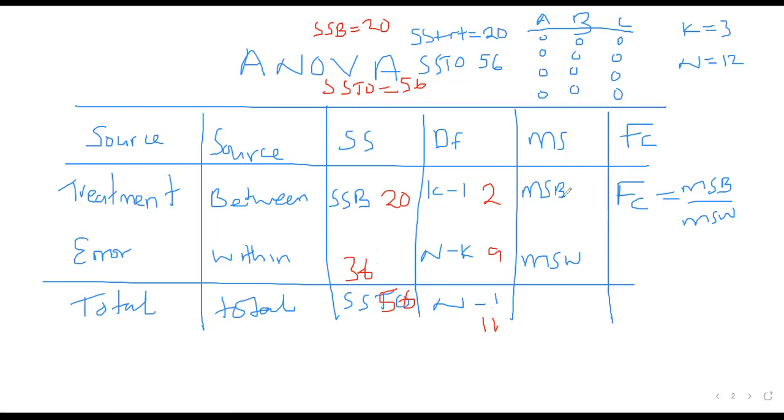Then MSB: when you divide the SS by the degree of freedom, just divide these two here. 2 into 20, 10. 9 into 36, 4. Then to get the F calculated, we divide 4 into 10, 2.5. So you get 15 marks just for this.